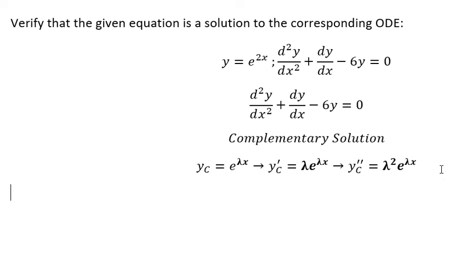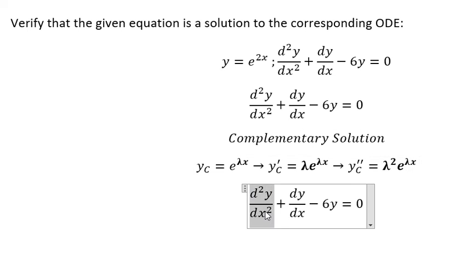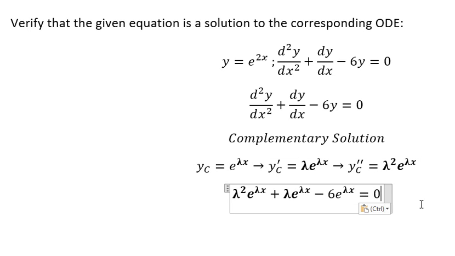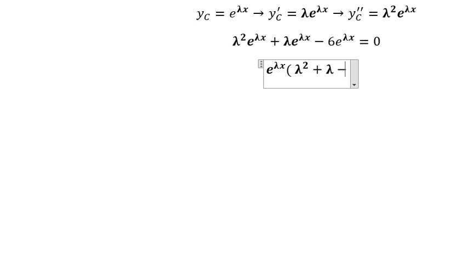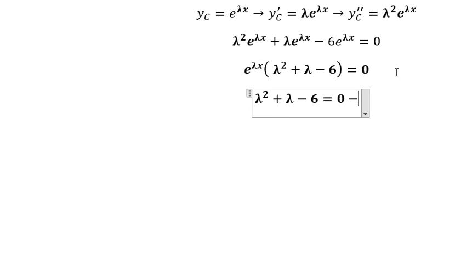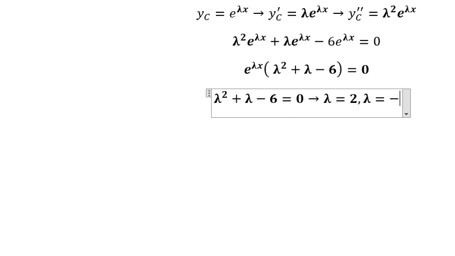Now I will put this one here, this one here, and this one here. So we can factor out e to the power of lambda s. And now we need to find the solutions of this. So we have lambda equals 2 and lambda equals negative 3.